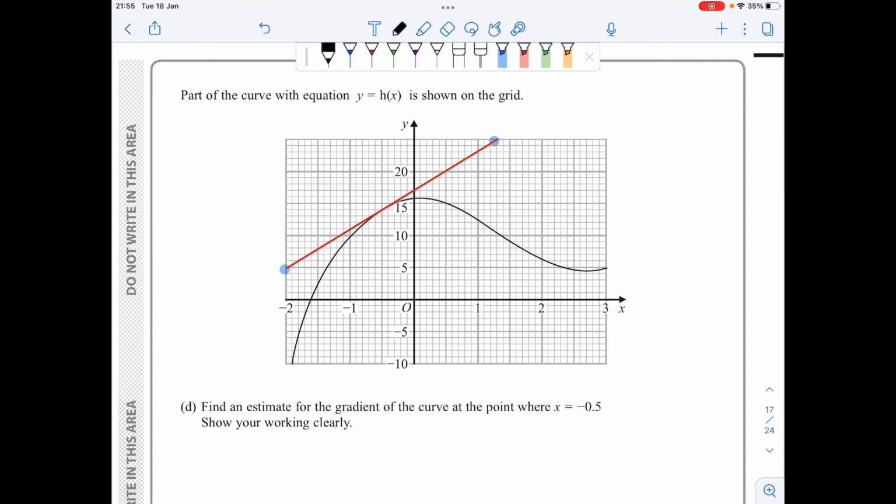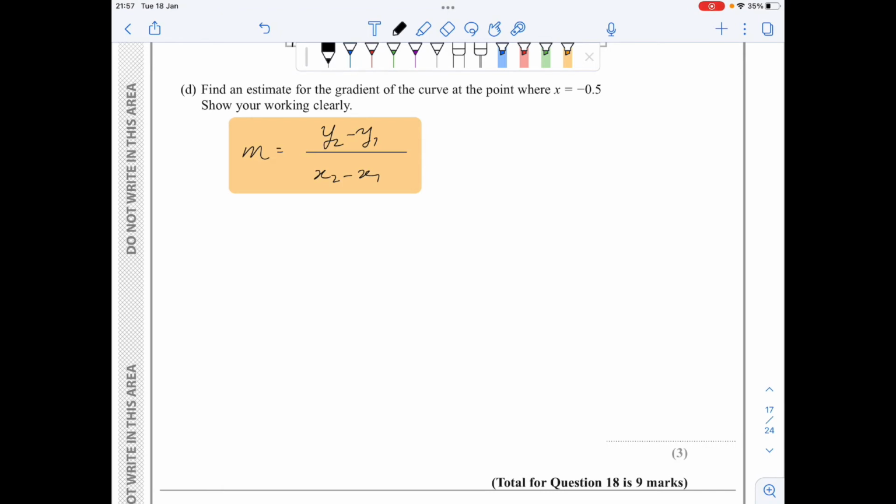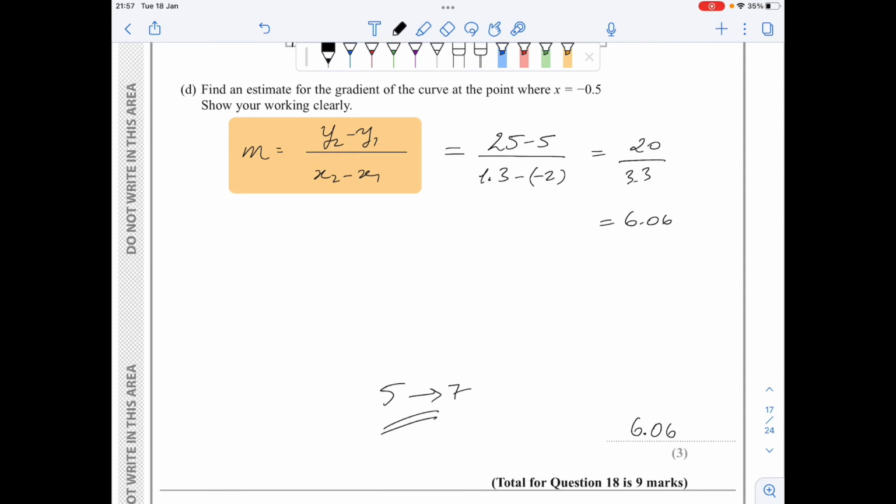Now, the left one has coordinates minus 2, 5. The other on the top has coordinates 1.3, 25. And I will use this formula. M equals y2 minus y1 over x2 minus x1. And if I substitute my values from above, I get 25 minus 5 over 1.3 minus minus 2, which gives me 20 over 3.3. And this comes out to be 6.06, correct to three significant figures. Note the mark scheme accepts any answer from 5 to 7.